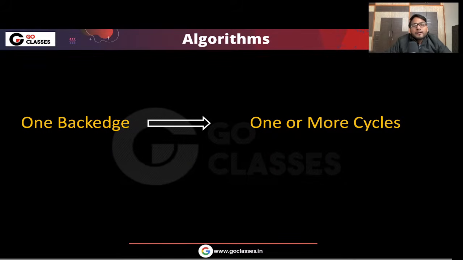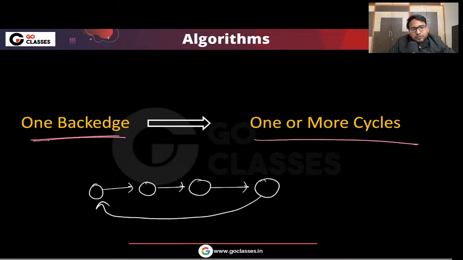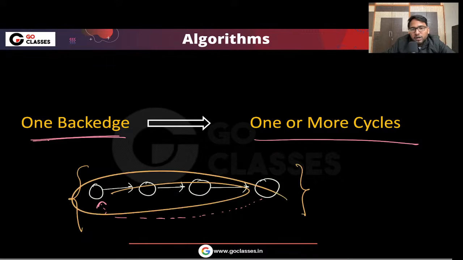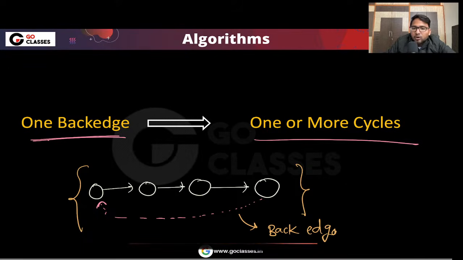So interestingly, if there's a back edge, then there can be one or more cycles also. How? See here. Suppose there is a back edge. Let's suppose this is the back edge, right? How many cycles are here? You tell me, everyone just tell me quickly. Just one cycle. This is the cycle, right? Only one cycle. But just because of this one back edge, let me tell you, there could be multiple cycles also. How? Can you guess it? Because of one back edge, how could there be multiple cycles?